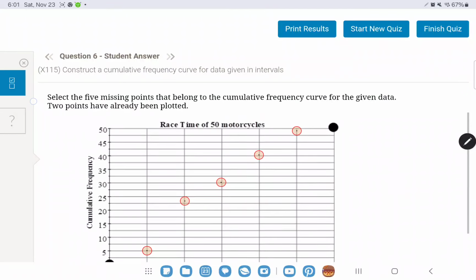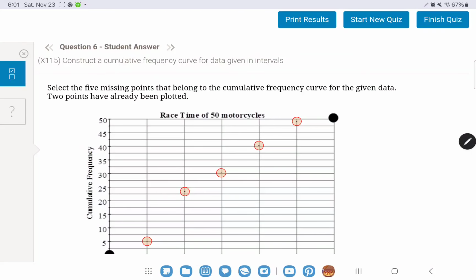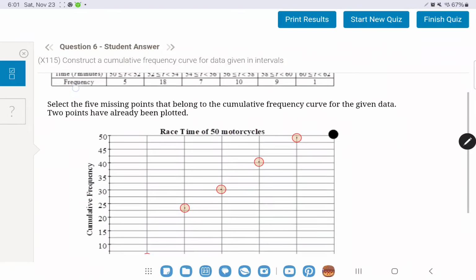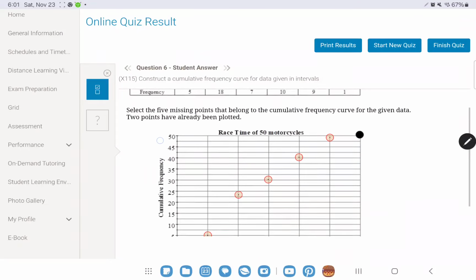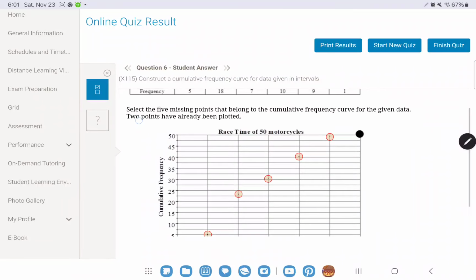Cumulative frequency, it's easy. Let's go. So here they want us to just plot points on a graph. So the points have been plotted, 2 points have been plotted. So we need to go up a bit to see the graph itself. We need the cumulative frequency. Let me try to get it like this so we can see everything.